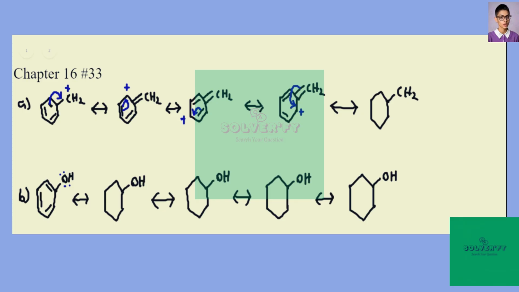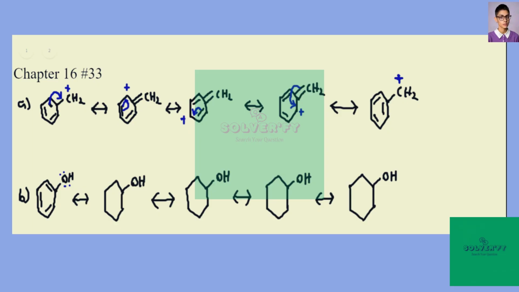And so now we have essentially the species that we started with, but the double bonds have all switched around inside the aromatic ring. So our positive charge is back on the same carbon that it started on, and all the double bonds in the ring have moved around.